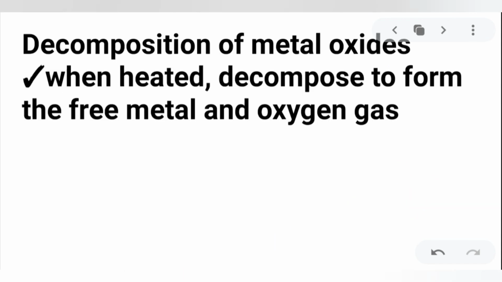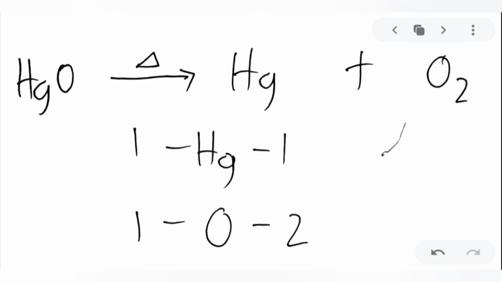Another reaction for decomposition is the decomposition of metal oxides, meaning to say the anion of the compound is oxygen. When heated, it will decompose to form the free metal and oxygen gas. For example, this one is an oxide because the anion is oxygen. So this one is mercury oxide. When heated, it will produce the free metal, the free cation, plus the oxygen here will become an oxygen gas because it has been heated, evaporated.